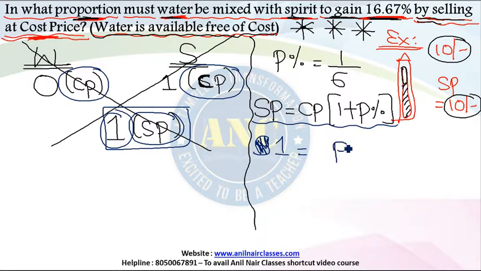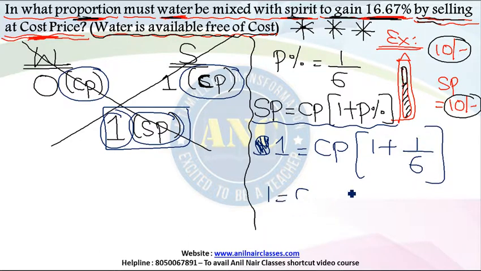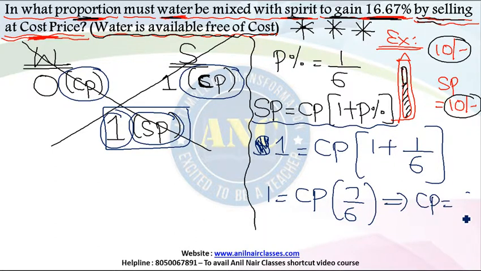Cost price I don't know. Cost price into 1 plus profit percentage, which is 1 by 6. So 1 is equal to cost price into 7 by 6, right? It is 7 by 6. So cost price is nothing but 6 by 7. That means, can I say that instead of saying I have a profit of 16.67 percentage for 1 rupee selling price, it is also equivalent to saying cost price as 6 by 7.